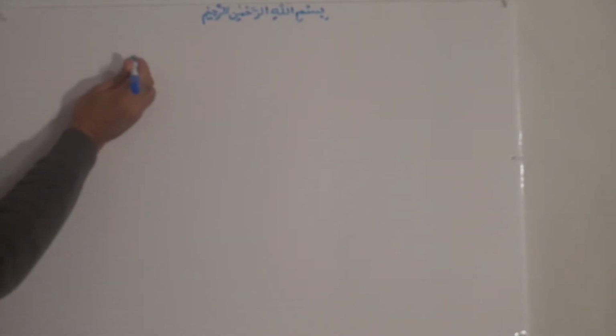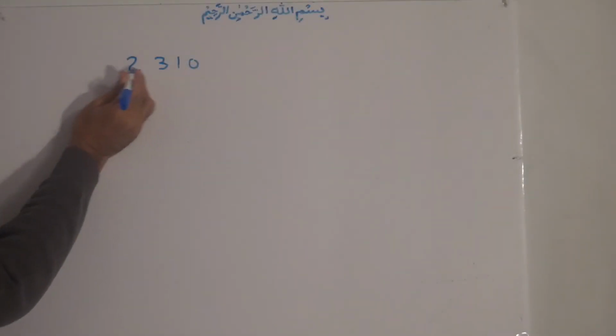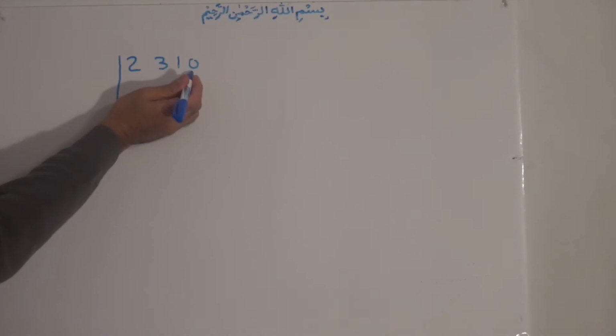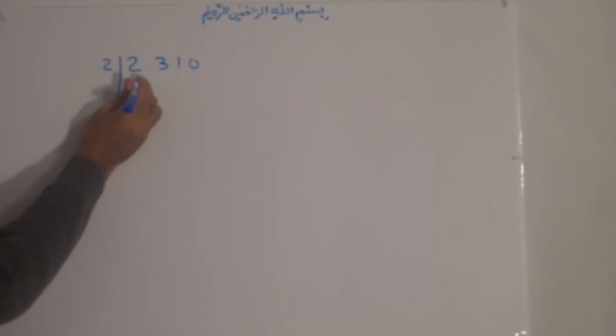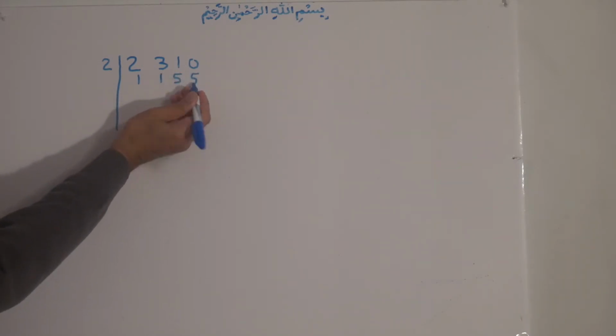Now I solve another example for you. 2310, again it is divisible by 2. We start from the very smallest, which is 2. 1 times 2, 2, remaining 1, 1 from here becomes 11, 5 times 2 is 10, and 5 times 2 is 10.